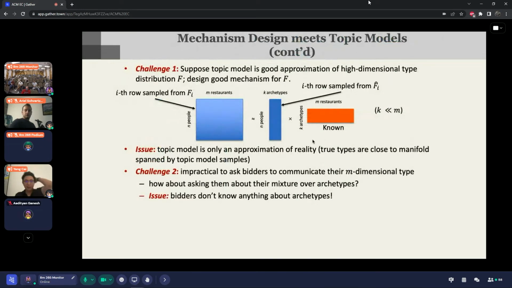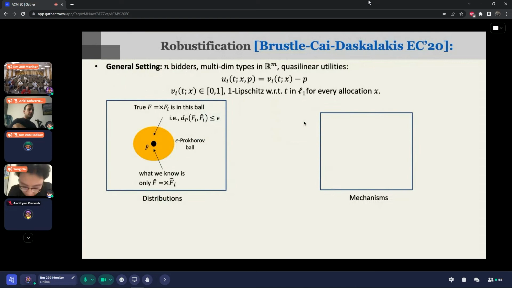What I would like to do in the next few minutes is give you a sketch of how we can address these two challenges in this topic model. For the first challenge, I'm going to use a robustification procedure developed in earlier work that works in quite general settings, and it will be applicable here as well. Then we need to do something extra to address the second challenge.